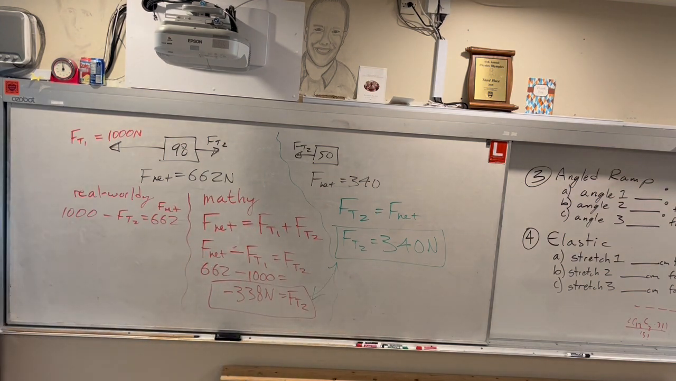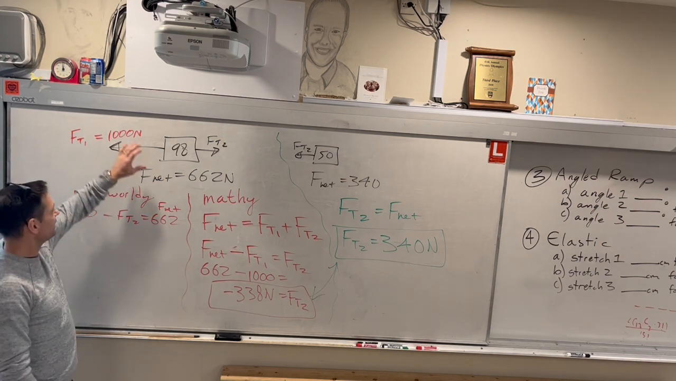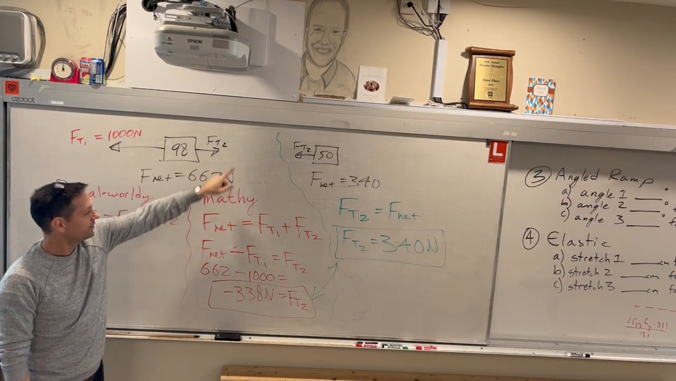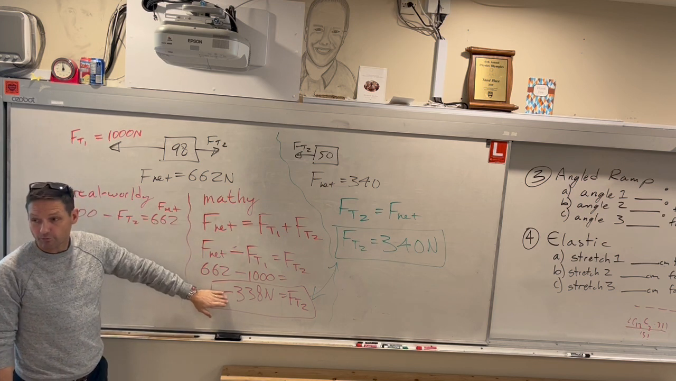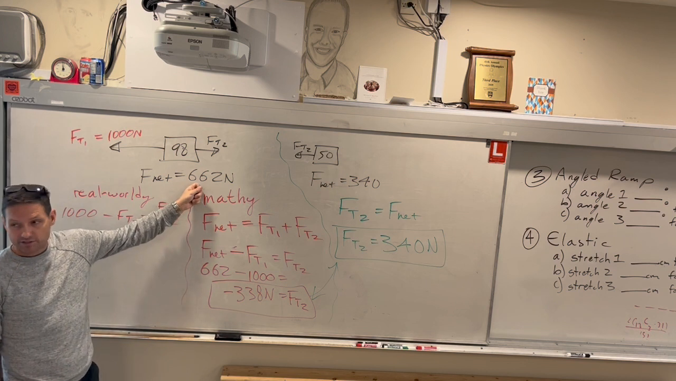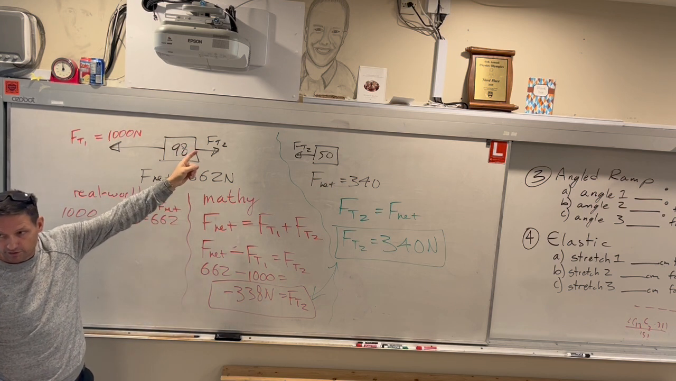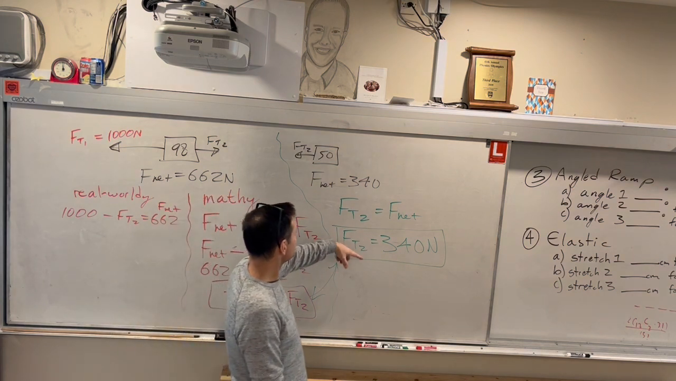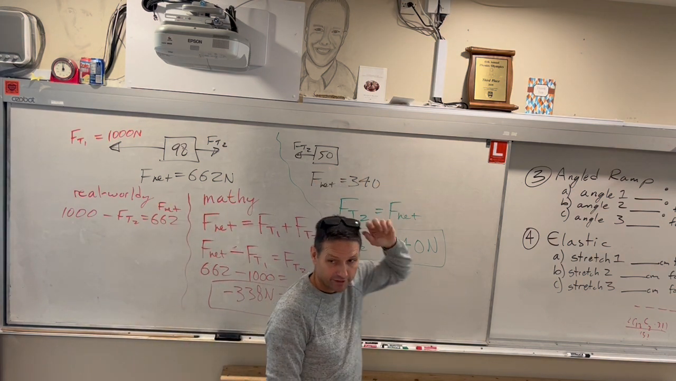And so yes, you're being pulled with 1,000, but you're being pulled back with 340. That makes a net force of 662 on this block. It's just kind of a tug of war. And what's left is 340, and this block gets pulled with that 340.